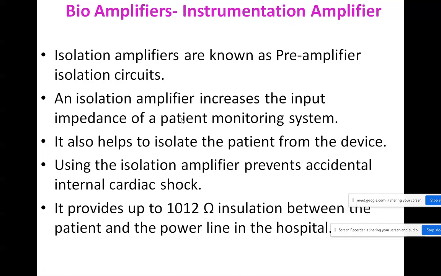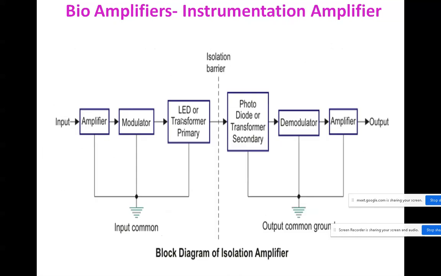This isolation amplifier will increase the input impedance of a patient monitoring system. It will help to isolate the patient from the device. So using this amplifier, we can prevent accidental internal cardiac shock. Due to the electrical signal generated at the device, there could be an internal cardiac shock. That can be avoided by providing insulation, that is 10^12 ohm, between the patient and the power line from the device. Okay. In the hospital, you can avoid all accidental cardiac arrest.